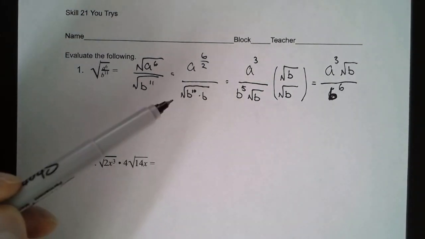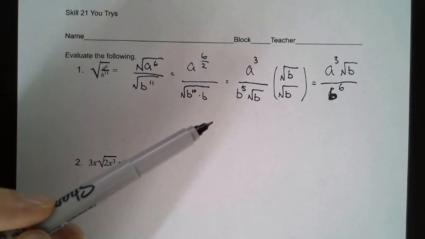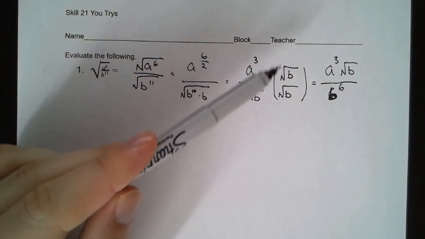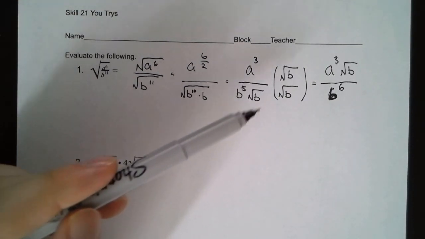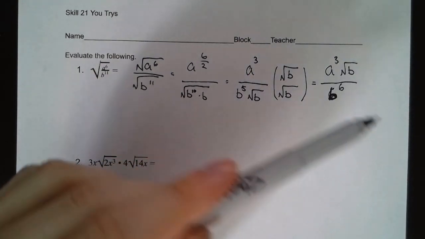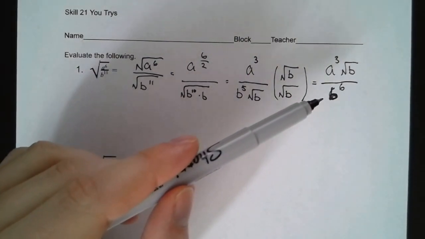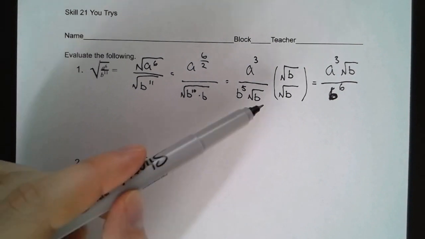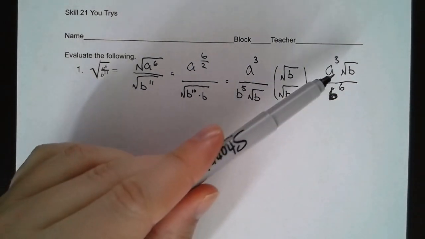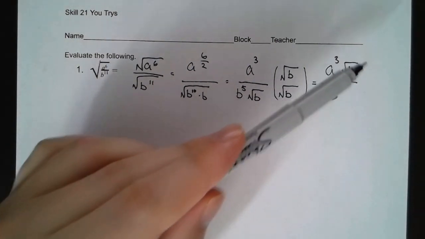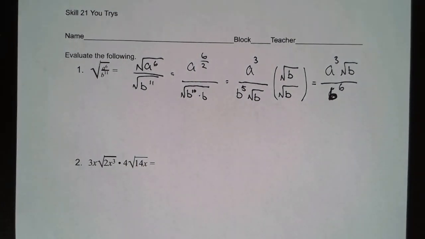If it's too long, you don't want to write out 11 b's multiplied by each other. And then we just have to rationalize, get rid of this square root b in the denominator. And that's supposed to be a b to the 6th in the denominator, right? Well, b to the 5th times b to the 1st, and then a to the 3rd times square root b. So let's go ahead and move back to the notes.